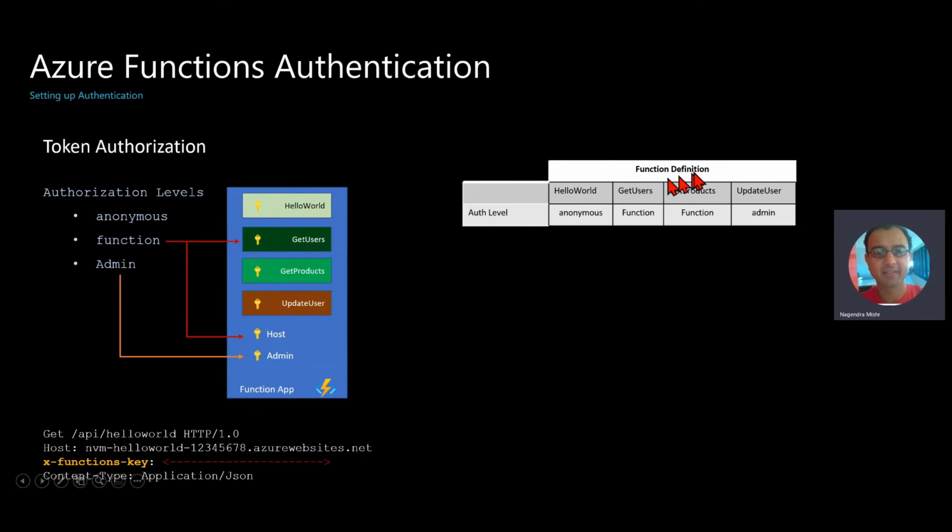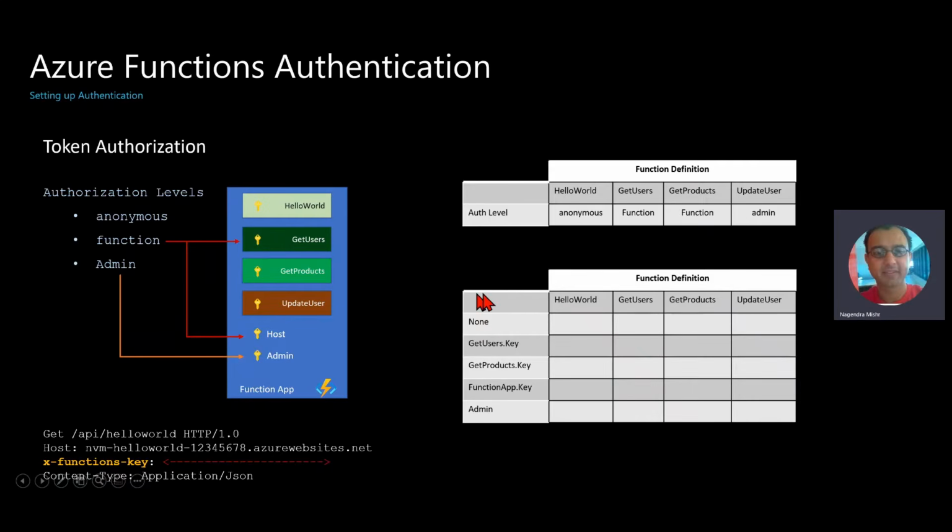Now I'm going to show you a demo that, as I said, has these four functions defined. Hello world is set up as anonymous. Get users and get products are both set up as function. And update user is going to be set up as admin. But first, let's take a look at where you can find the keys.